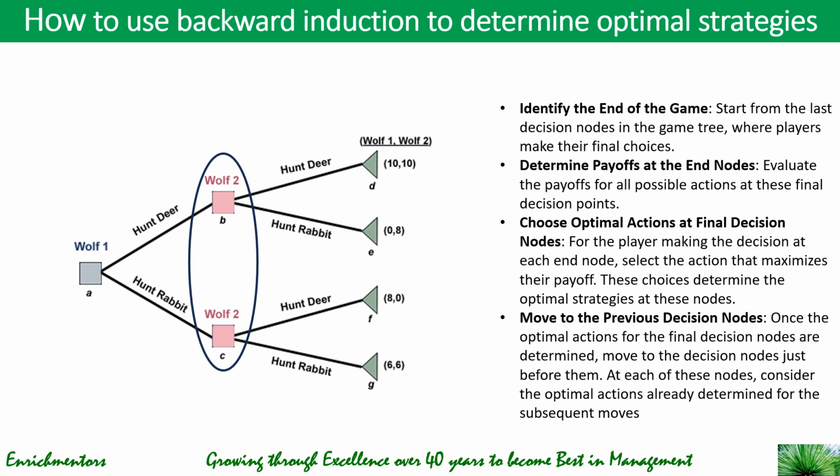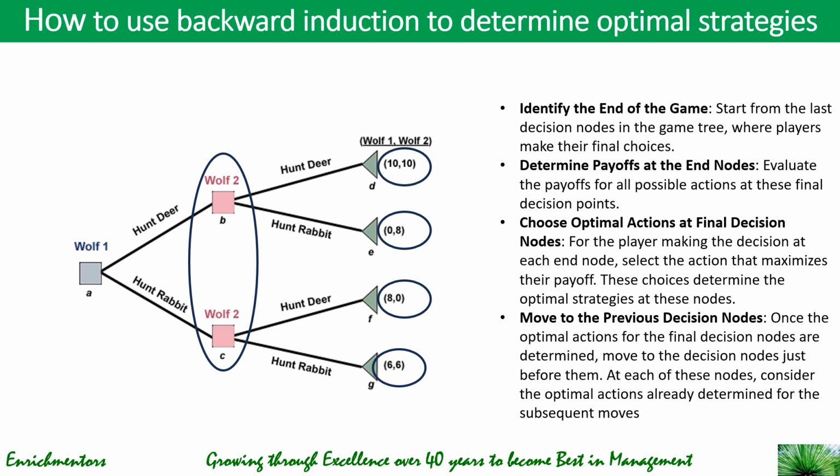Then you determine payoffs at the end node. So evaluate the payoffs for all possible actions that you see here at the final decision points. So wolf 2 has four options: hunt deer, hunt rabbit, given the decisions taken by wolf 1, and there are payoffs for both of them as you see here. Then you start coming to choosing an optimal action at the final decision.